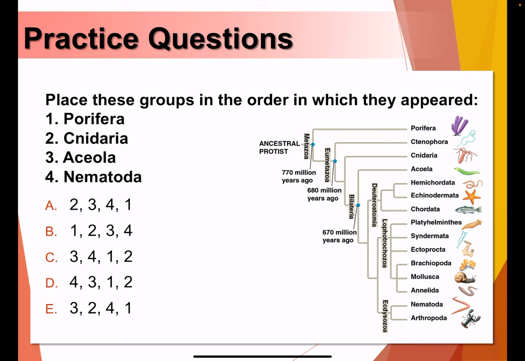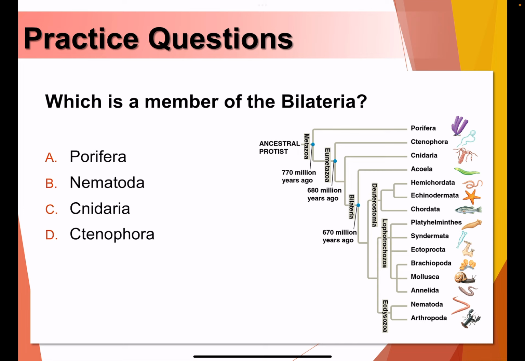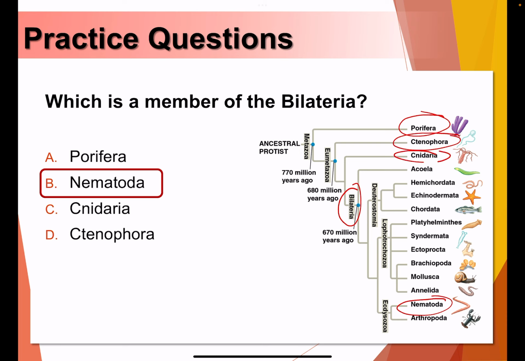All right, place these groups in order in which they appeared according to the animal phylogeny. It's kind of funny, they put it in order, so it's 1, 2, 3, 4. Your Porifera, Cnidaria, Acoela, and then Nematoda, which is a member of Bilateria. Bilateria is right here, so that's Nematoda. Porifera is up here. Cnidaria is up here. Ctenophora is up there. So that's why it's not. These three are not part of the Bilateria group. And that's all I have for you in chapter 32.